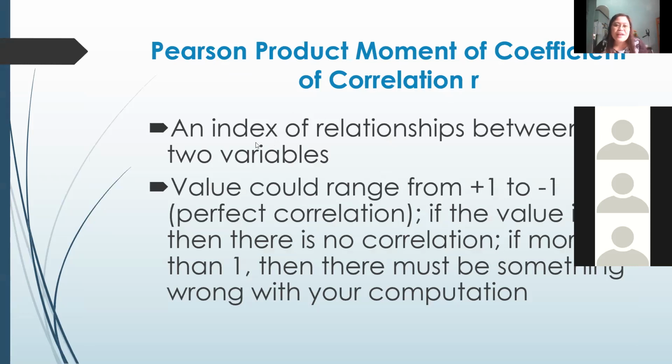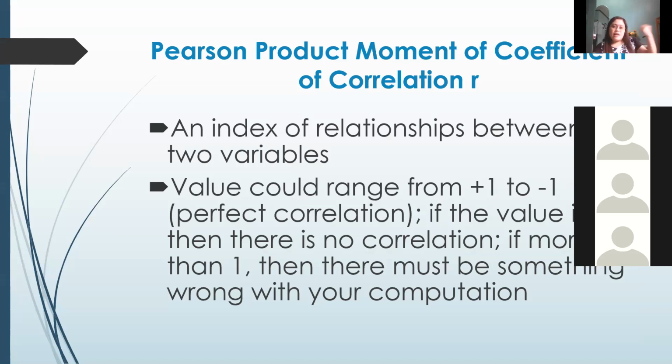Okay? So let's continue. Let's have the first statistical tool na ginagamit to determine the relationship between two variables. So we have here the Pearson product moment coefficient of correlation R, or simply we call it Pearson R. So this is used as an index of relationships between two variables.